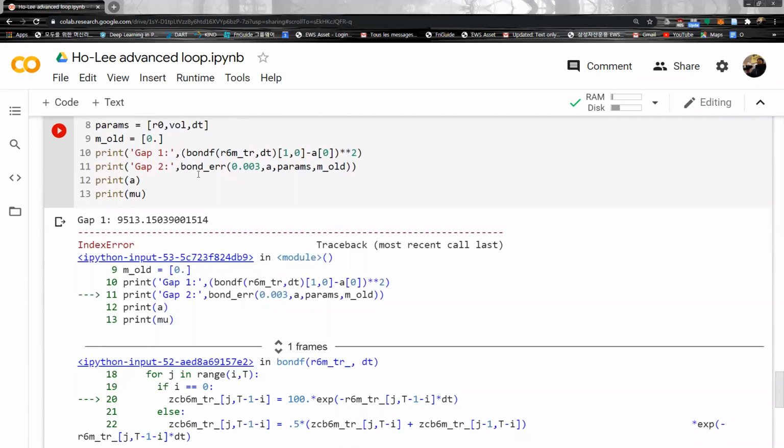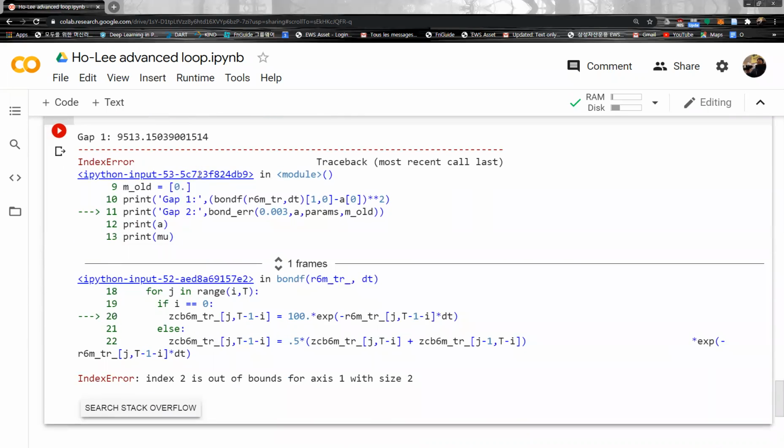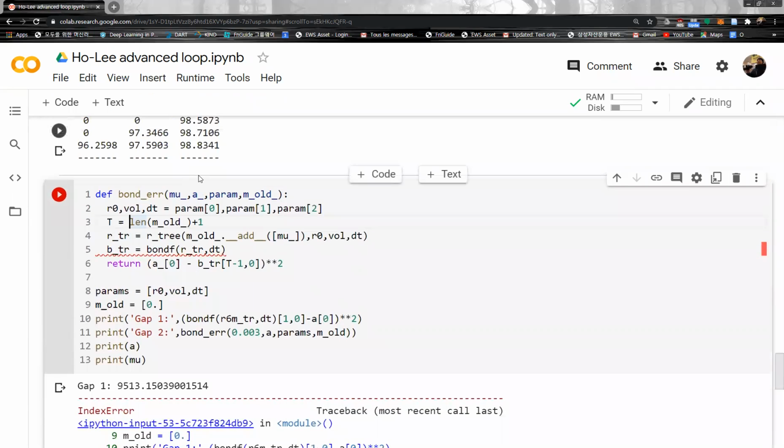When we have 3, index 2 is out of bounds. So yes, of course, the interest rate over here is out of bound. So here it is basically the 2, and this is the 1. And then here bond tree, we have here now 0, M old is 0, and then this one, old is this one.